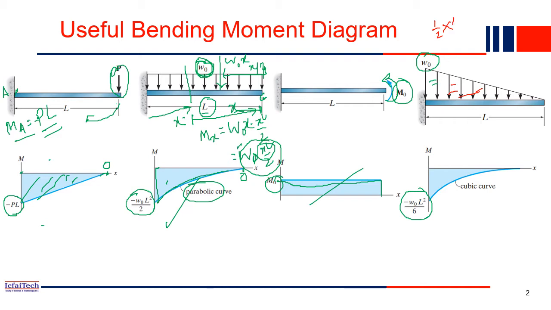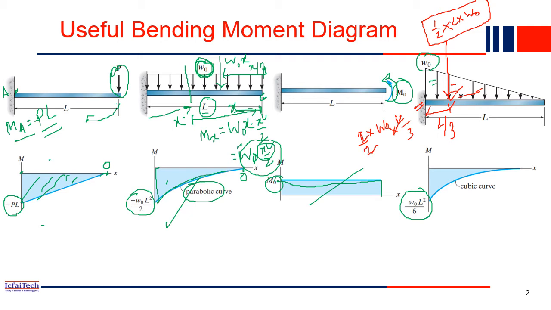Base is L and height is W naught, so that much is the total force acting, right? If you replace this UVL with a single concentrated load, the magnitude is this much. And what will be this length? This length will be L by 3, the centroid. So what will be the moment acting here then? The moment will be the force, half into L into W naught, into the distance, which is L by 3. So the L will be cancelled out.